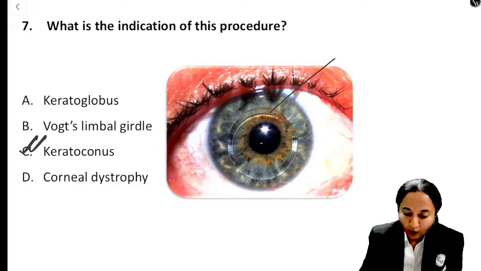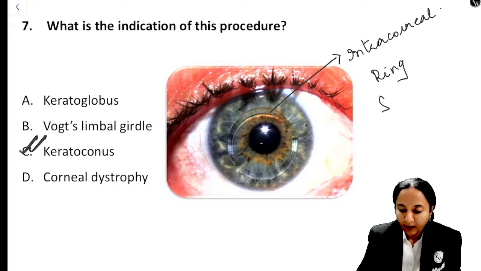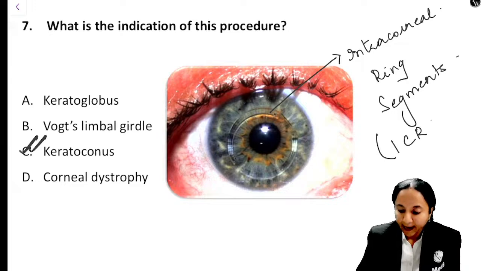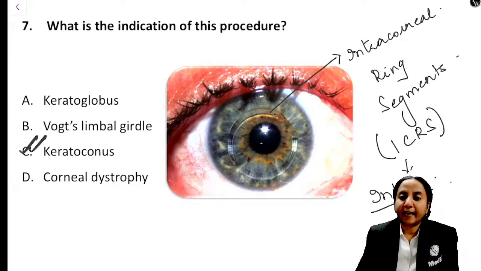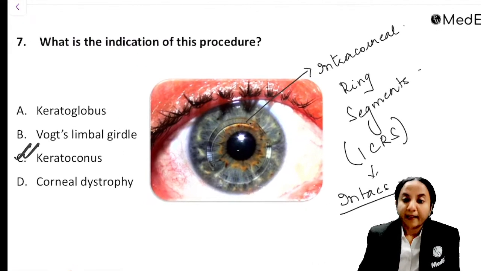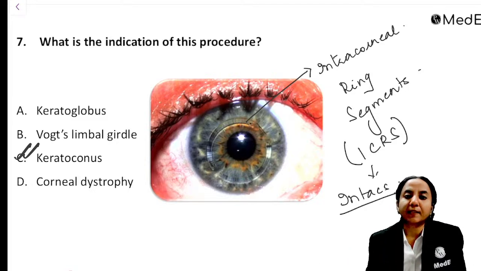Look at this ring in the cornea here. These are called intracorneal ring segments, also called ICRS. And one of the types of ICRS is what you are seeing, that is Intacs. Intacs is a type of intracorneal ring segments. Right? So now, just to quickly revise a little bit about keratoconus and its treatment options, because this time they have asked ICRS, they can ask the other things also.